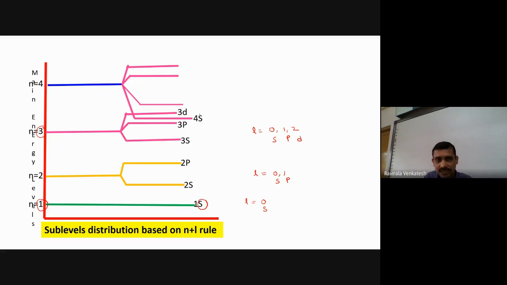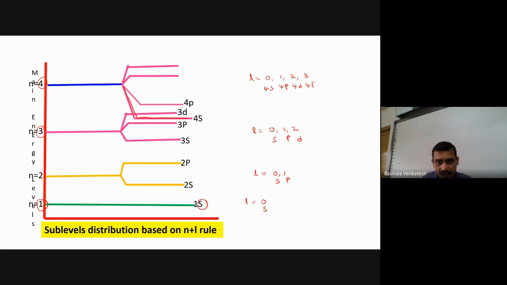Why 4s came here, we will discuss later, based upon energy. Next, for the fourth, l is equal to 0, 1, 2, 3. We can call these 4s, 4p, 4d, and 4f. 4s we already got here. Where is it coming from? From the fourth shell only.